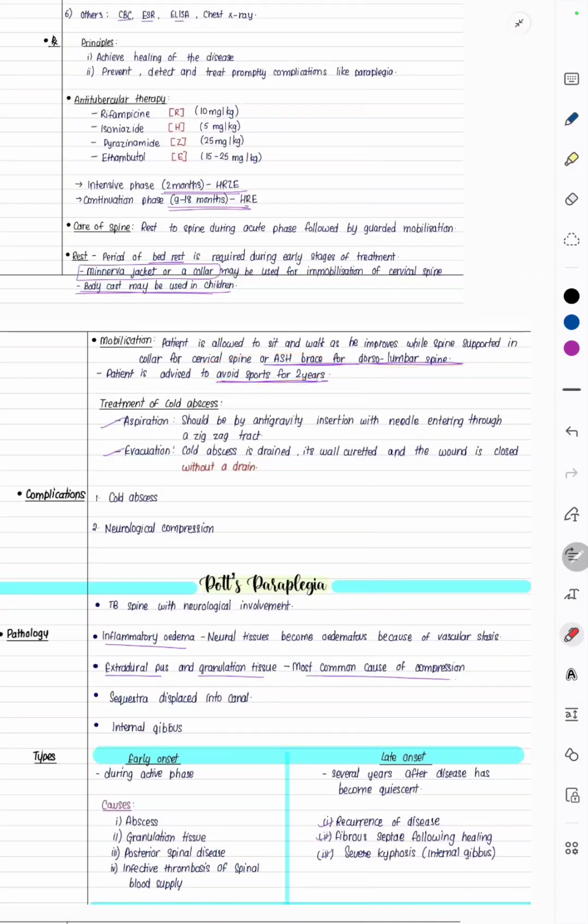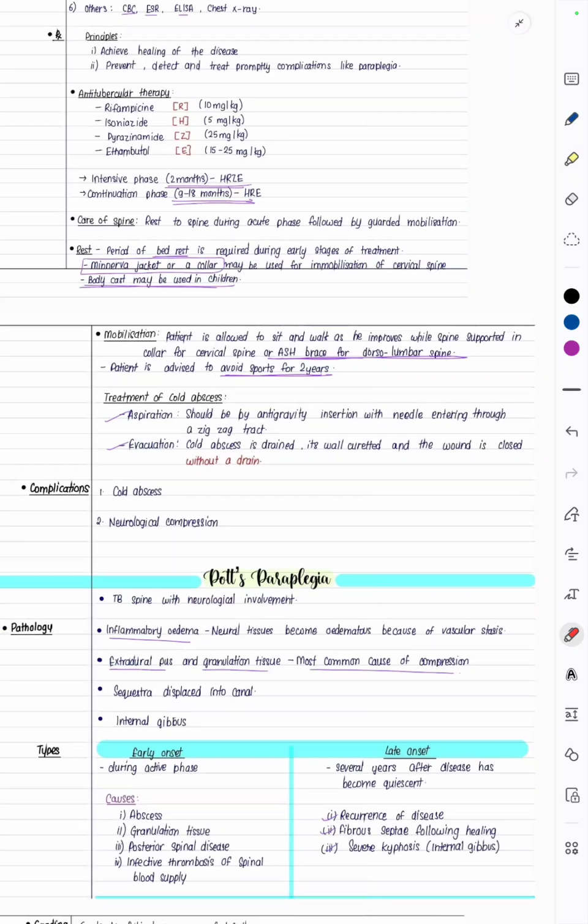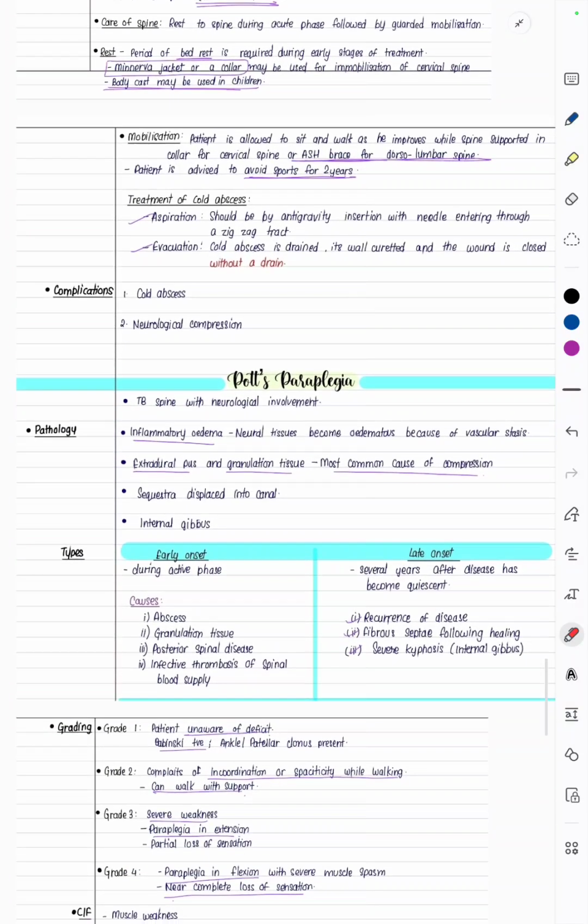The treatment of cold abscess, so aspiration and evacuation of the abscess is important. Aspiration should be done by anti-gravity insertion of the needle, and evacuation of the cold abscess is done, and the wound is closed without a drain. Complications that can lead to abscess and neurological compression. Now if the neurological compression happens, then that is called Pott's paraplegia. So Pott's paraplegia is nothing but TB spine with neurological involvement.